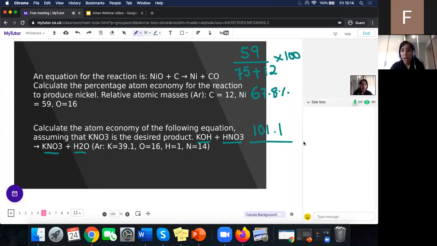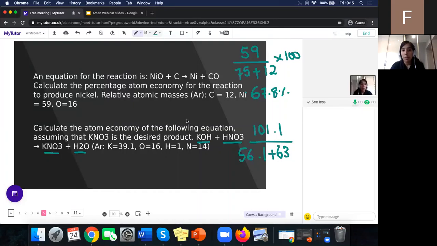We then look at the Mr of the reactants. The reactants are potassium hydroxide, which is 39.1 plus 16 plus 1, so 39.1 plus 17, which gives us an answer of 56.1. And then nitric acid will be 14 plus 1 plus 16 times 3. Again, 15 plus 16 times 3, which gives us 63. We then multiply by 100. So what is the atom economy of this one then?